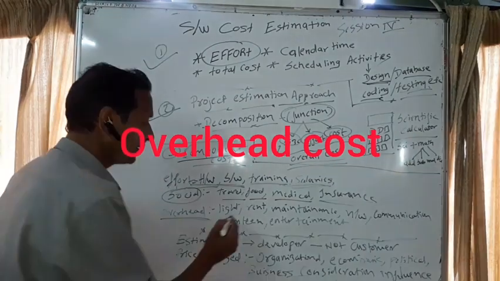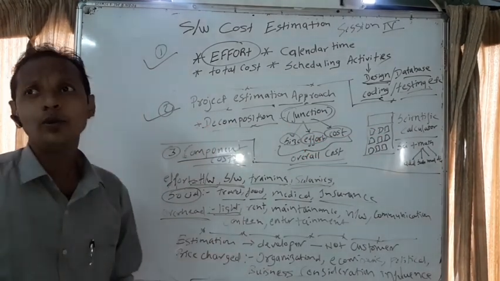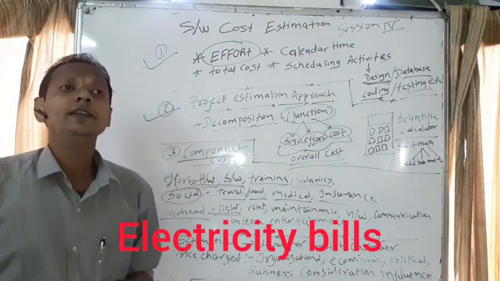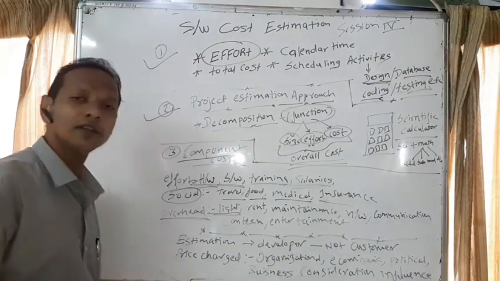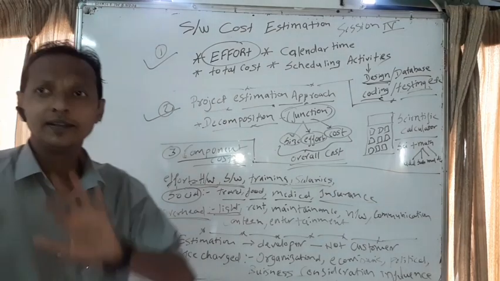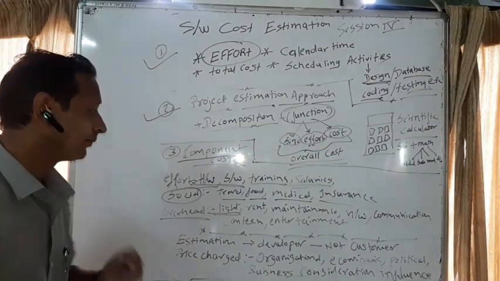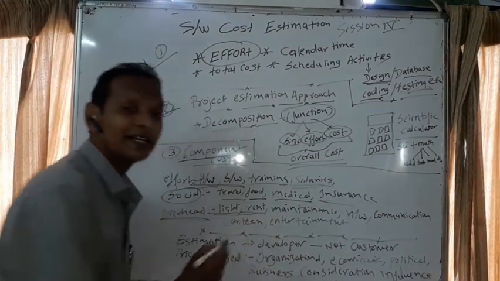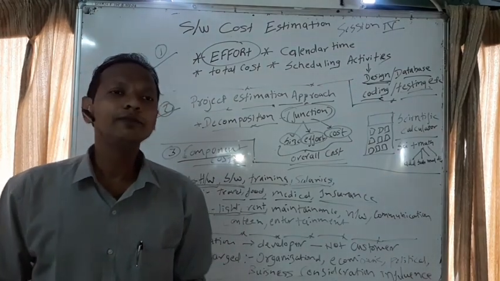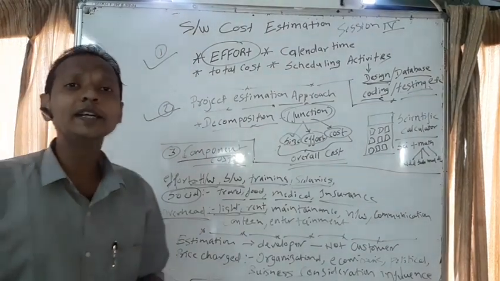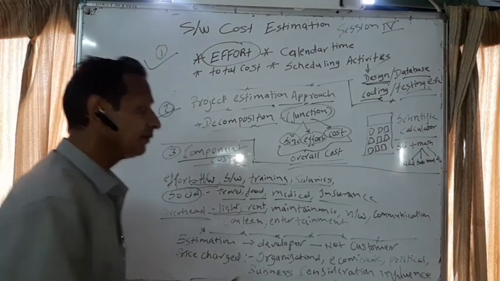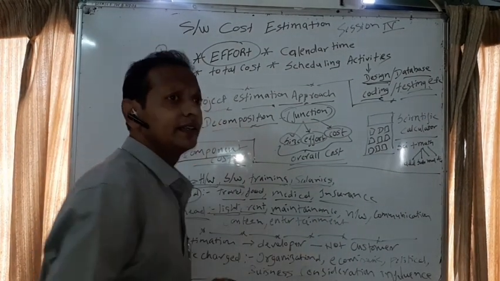Now, in overhead cost, that is the light. Okay, we talk about hardware and software. Now, what about the light bill which is needed to run this software and hardware? Then if the premises is rented, what would be the rent of the thing? Then comes the maintenance cost.